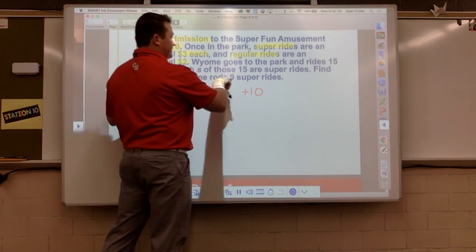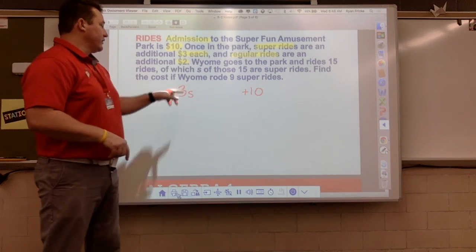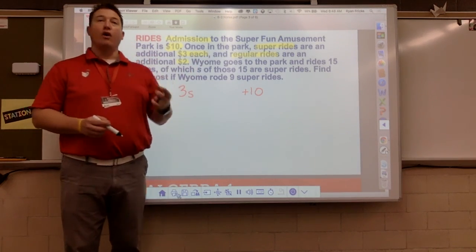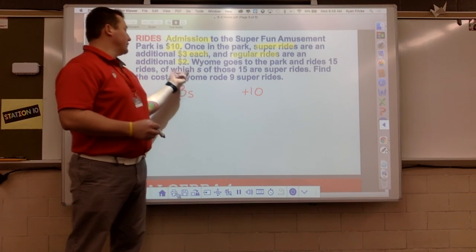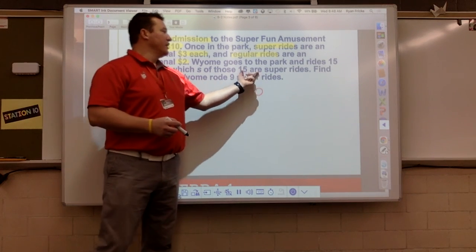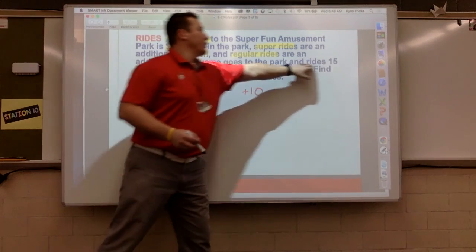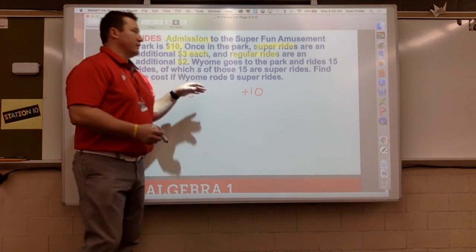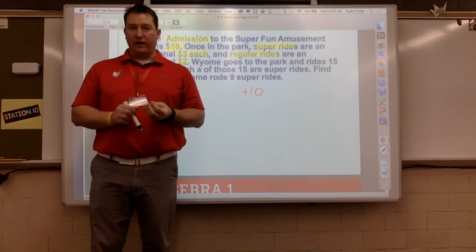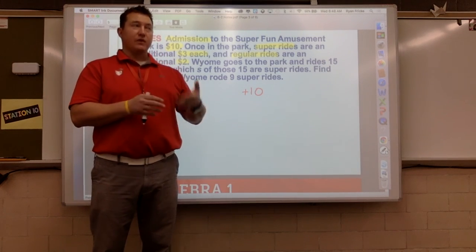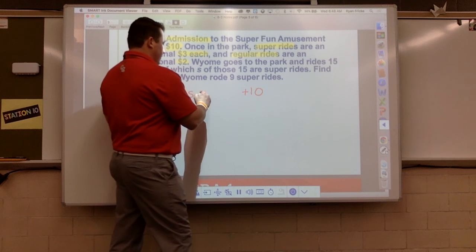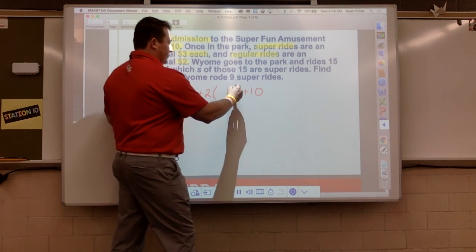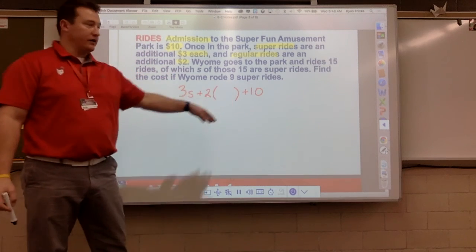Because, look, at the end of the day, it says, hey, you rode 9 super rides. So how can we relate the number of regular rides that we go on if we know we went on 15? It says we ride 15 rides. Well, some amount of them are super rides. The rest of them would have to be regular rides, okay? So regular rides are $2. We're going to put a little something in here, right?